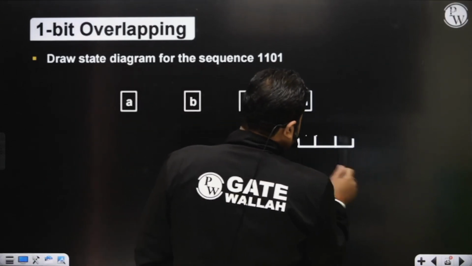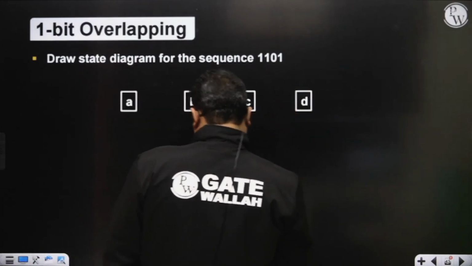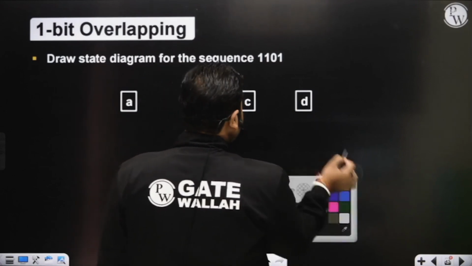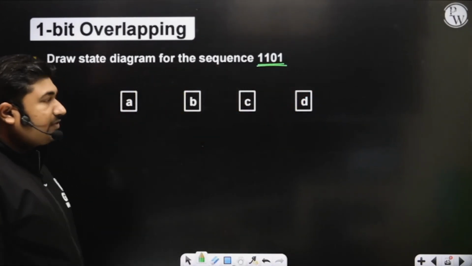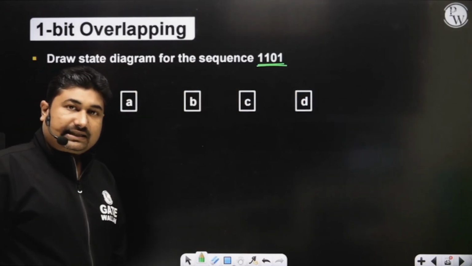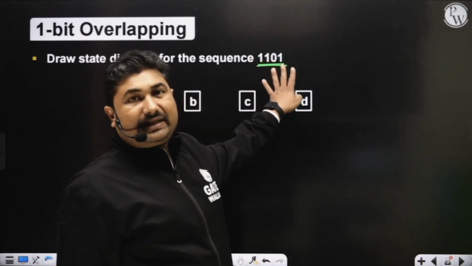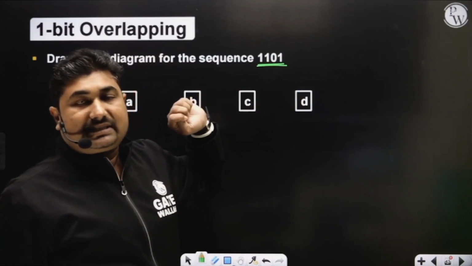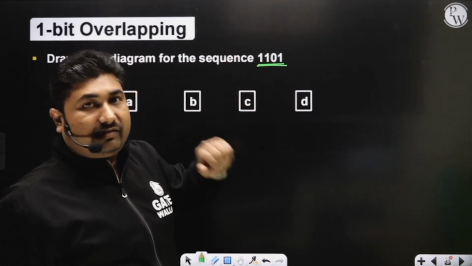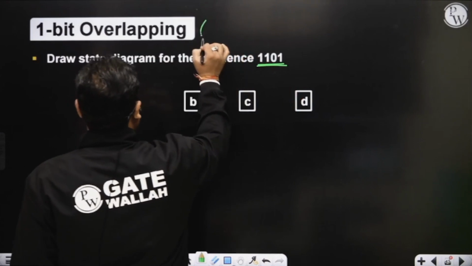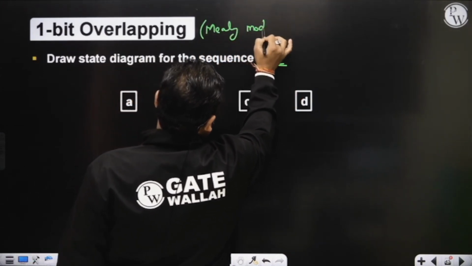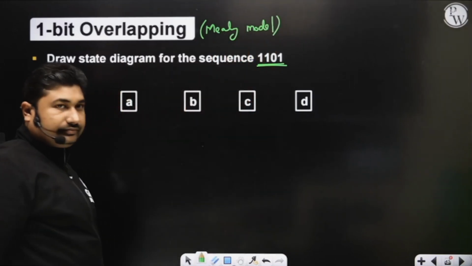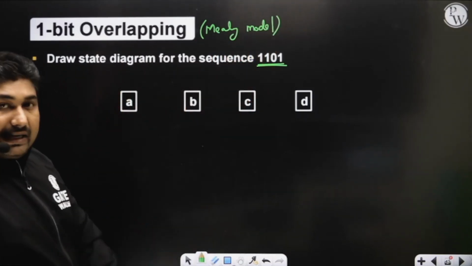Suppose we need to detect the same sequence 1101. How many states are there? 4 states, because there are 4 bits in the sequence. So the number of bits is equal to the number of states in case of Mealy. So I am representing 1-bit overlapping in case of the Mealy model.